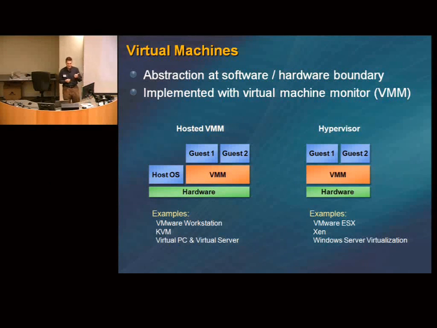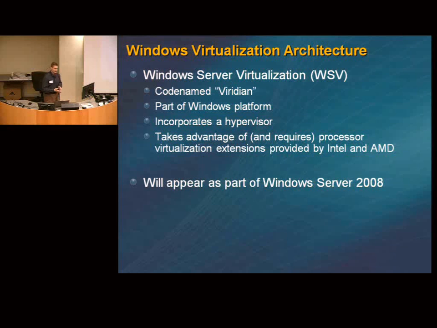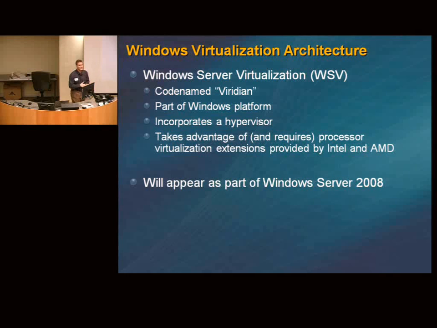VMware ESX is the most popular one today. And the Xen hypervisor is the open source community's VMM or hypervisor. And then the hypervisor that my team has been working on at Microsoft, we refer to as Windows Server Virtualization. You'll see WSV throughout my talk. You might have also heard it called Viridian, which is the code name that I came up with, and it has made its way to the press. So you might see Viridian in the press a little bit.